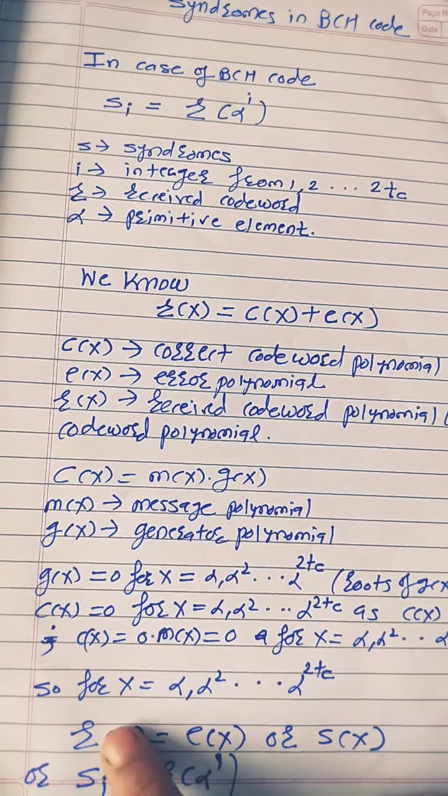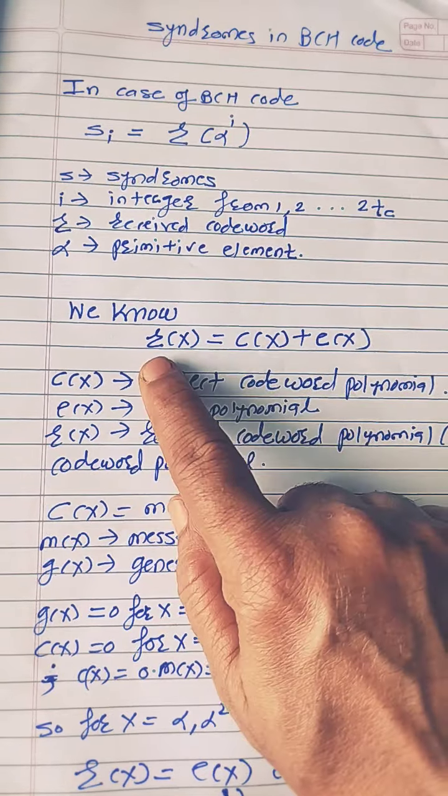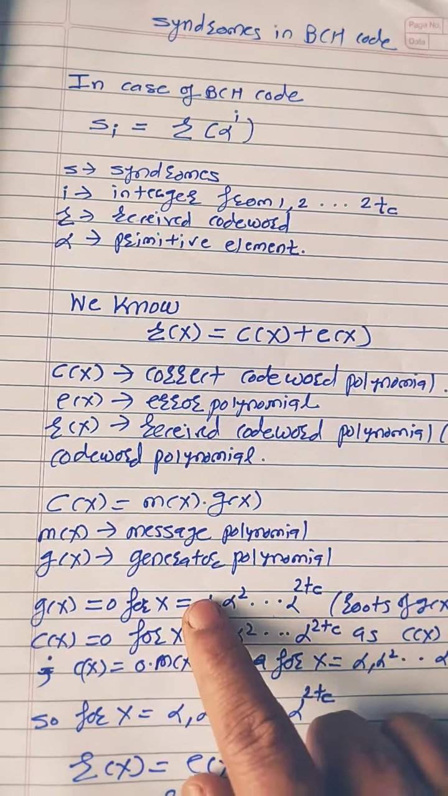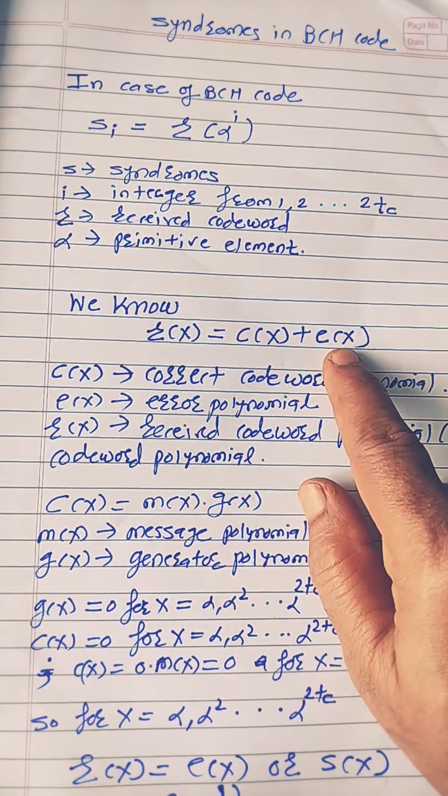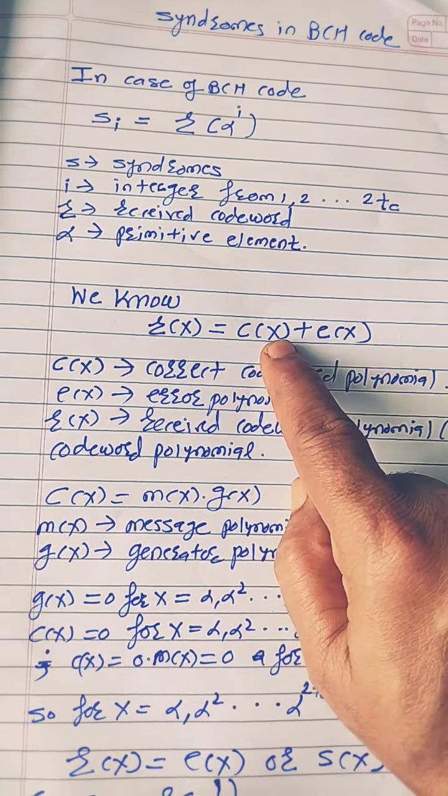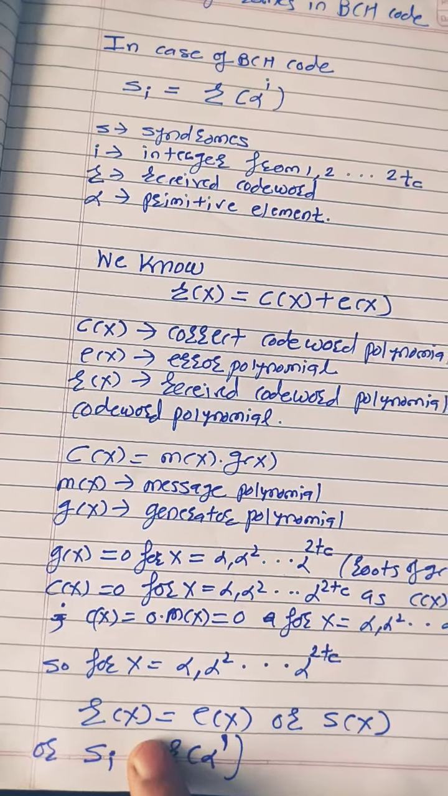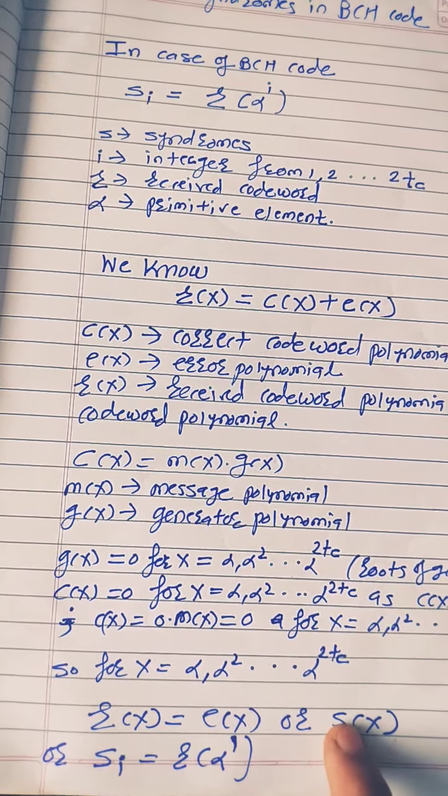So we have this equation, R(x) is equal to C(x) plus E(x). For x equal to alpha up to alpha raised to 2t_c, R(x) is equal to E(x) because C(x) is equal to 0. So R(x) is equal to E(x), which is nothing but S(x), that is the syndrome polynomial.